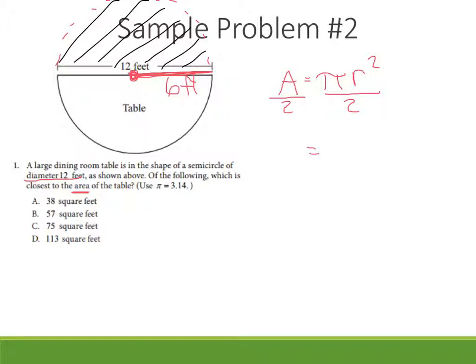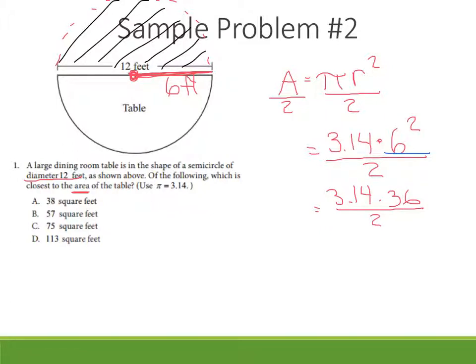So pi in our equation we're going to use is 3.14, times the radius, which is 6 squared, still divided by 2. I'm going to start by doing our exponents over here. 6 squared is going to be 36. So I get 3.14 times 36 divided by 2.